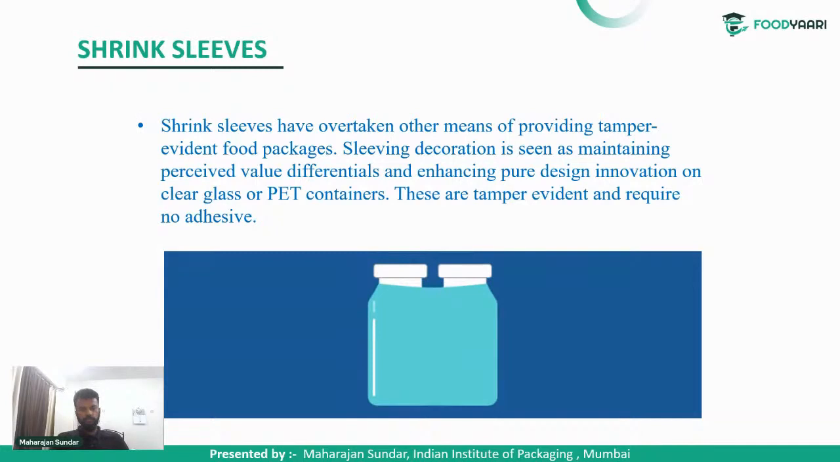This is the shrink sleeve. Shrink sleeves have taken over by providing tamper-evident food packages. Sleeves are used for decoration, and for tamper evidence, and are perceived as maintaining a differential value. They can be used for combo packages. It can be used here, where it is packed until the neck in a combo pack. We can also increase the length in the upper direction, so that it covers the entire bottle itself.